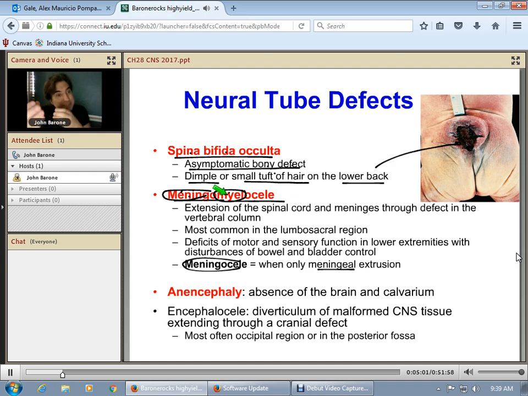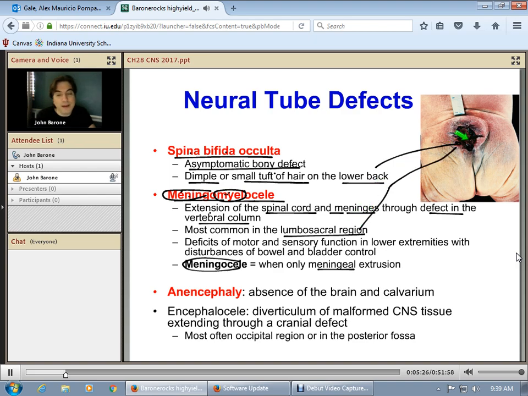So meningomyelocele means the meninges and the spinal cord are now outside of the protective vertebrae. That's not good. You need the vertebrae to protect your spinal cord. If not, you can have a lot of damage to the cord and you get paralysis and incontinence. Not good. So this is an extension of the spinal cord and meninges through a defect in the vertebral column. And it's most common in the lumbosacral region like you're seeing here.